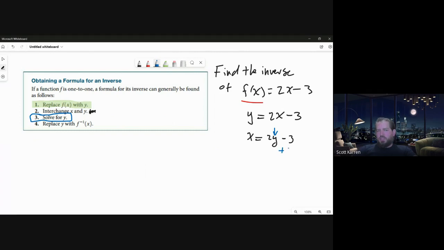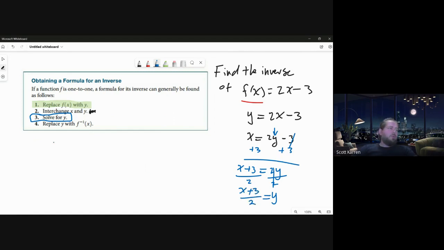So here, it's pretty easy on this one. I just add 3 to both sides. That becomes x plus 3 equals 2y. And I divide each side by 2. So I've got y equals x plus 3 over 2.